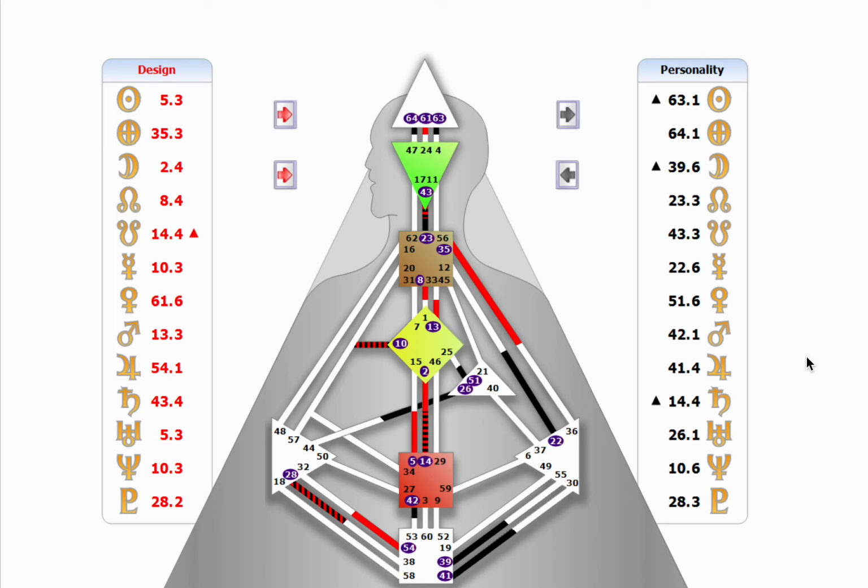If you're new to human design, you might be wondering, what's the deal with all these white open shapes that show up in my design? What do they mean? What's going on with these open centers? In this video, we're going to talk about it.